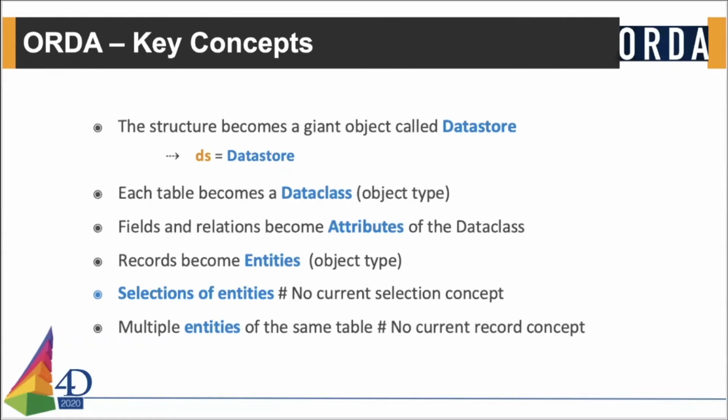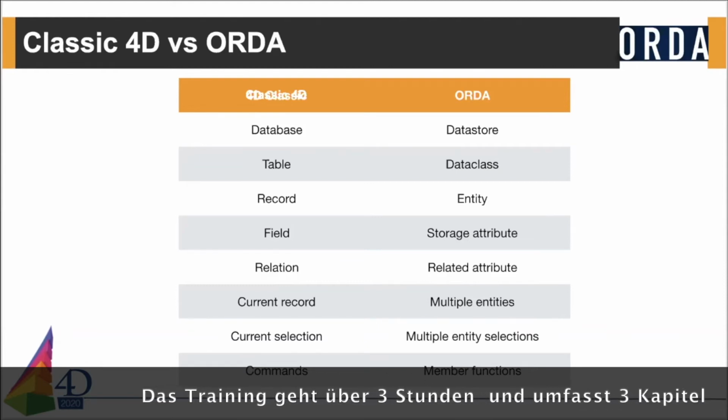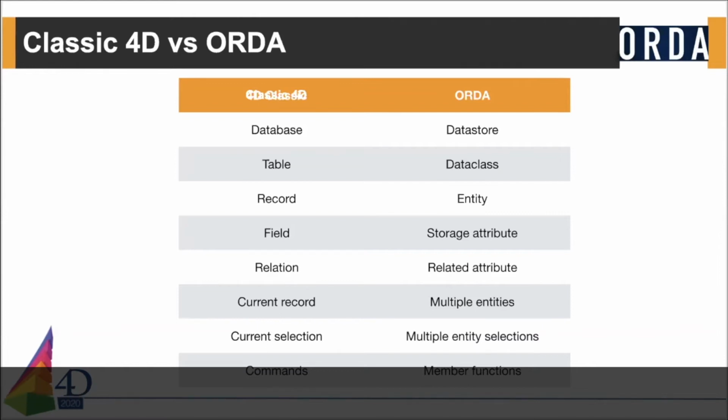So the data store, as you see in the first point, is the interface object to the database or structure, because the structure becomes a giant object called data store. A DS is a data store. The whole structure is saved inside the DS. Tables in the database are data classes. Now, records become entities, and a field becomes a storage attribute, since it is of type storage and we can assign values to it and save them.